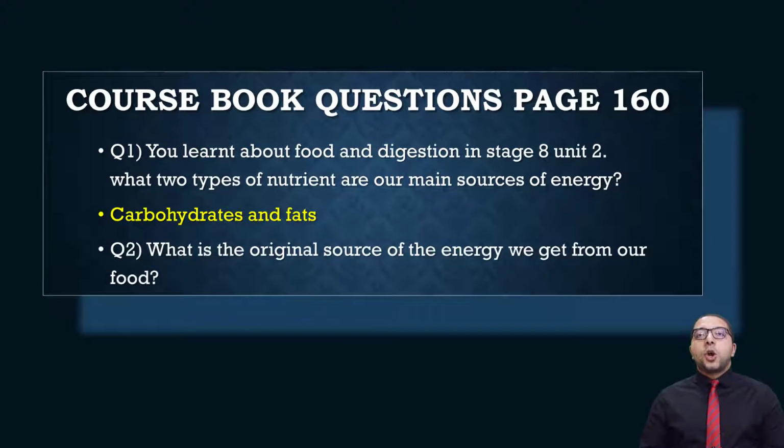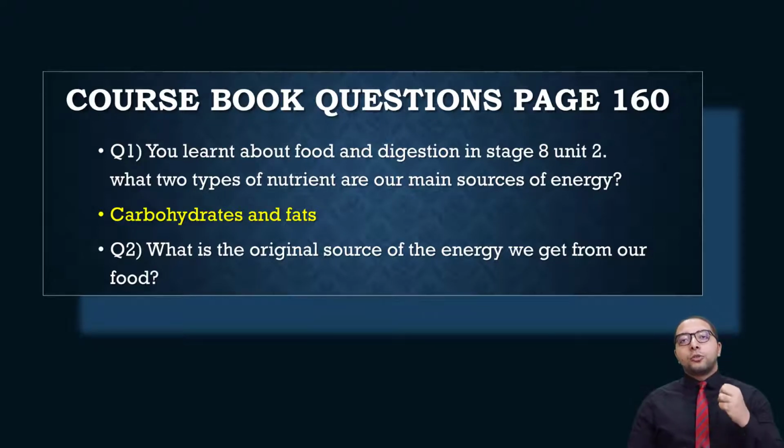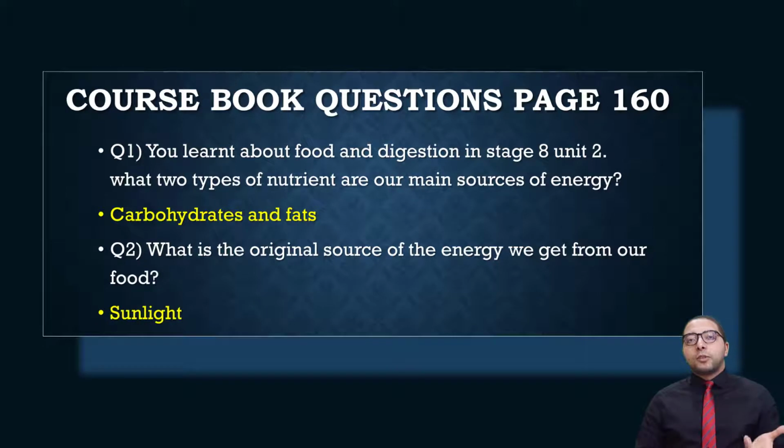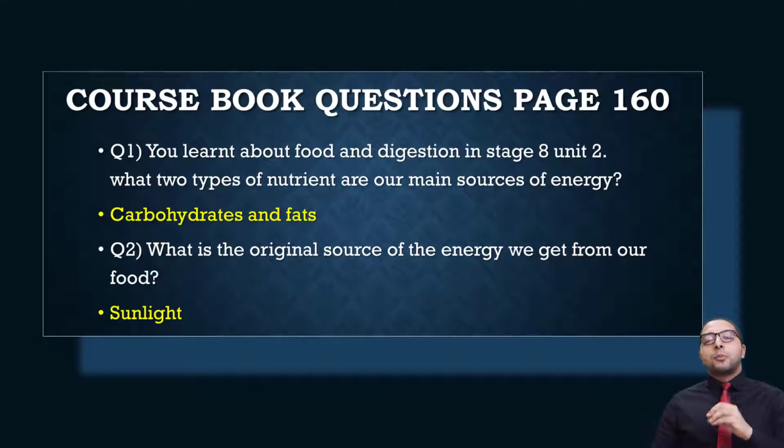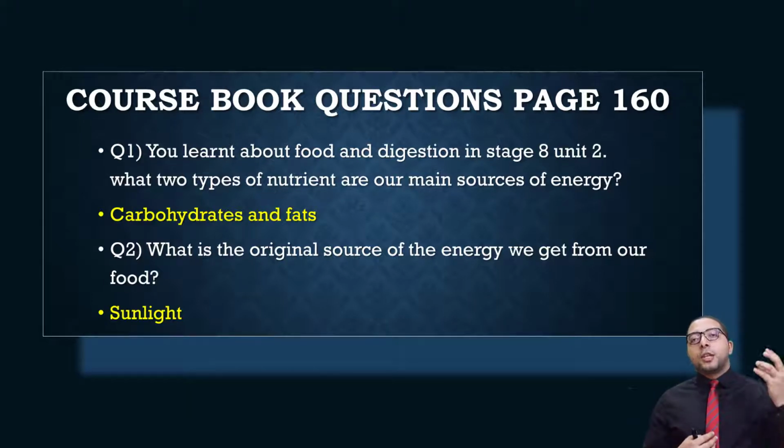The second question: what is the original source of energy we get in our body? The original source of energy comes from the sunlight. Sunlight was taken with the help of the chlorophyll in the plants, and then it was changed from light energy into chemical energy stored by the plant in a process called photosynthesis. Then this plant was consumed by another animal or by us. This is how the energy flows from the sun toward our body.